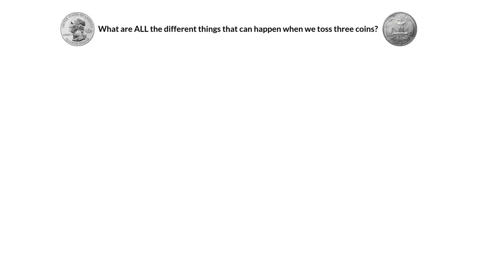So I want you to watch this first part because it's going to look at what we call the sample space. So the sample space is all the different things that can happen in a specific scenario. So what we're going to look at here is flipping three coins, and I'm going to lay out all the different scenarios that can happen when we flip those three coins.